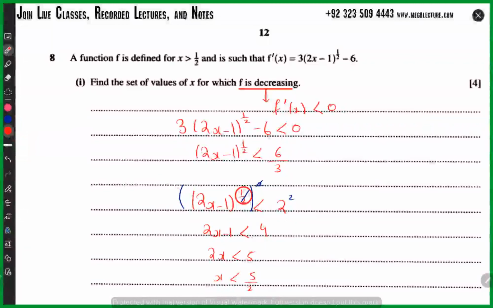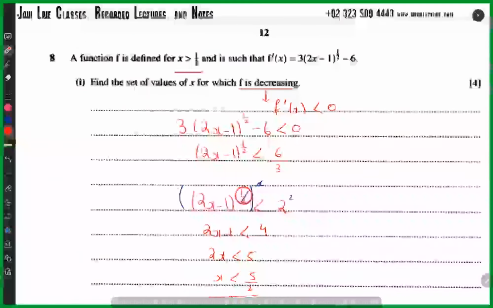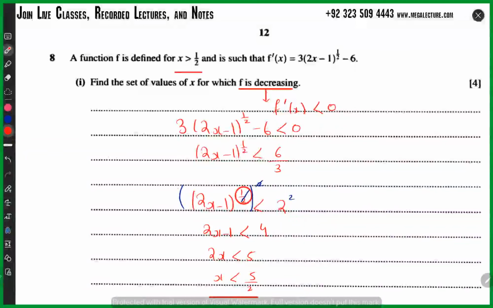So the question was, find the set of values for which f is decreasing. Now we know that f is defined for all the values of x greater than 1 by 2, and it is a decreasing function for all the values of x that are less than 5 by 2. So finally, I am going to write the final answer as x is greater than 1 by 2, but it is less than 5 by 2. And this is going to be the answer to this question.